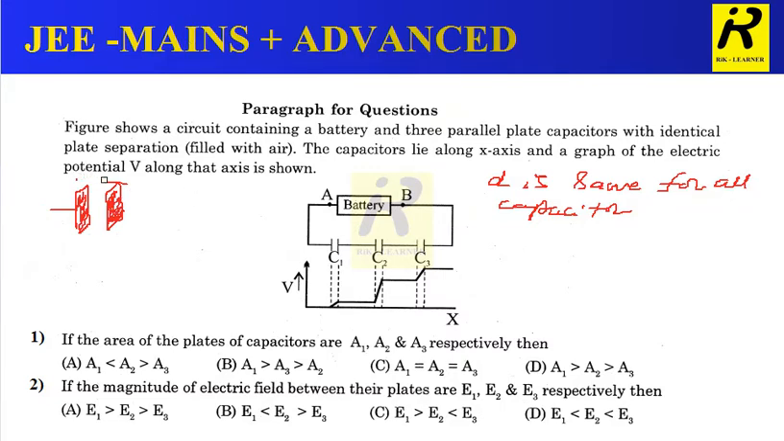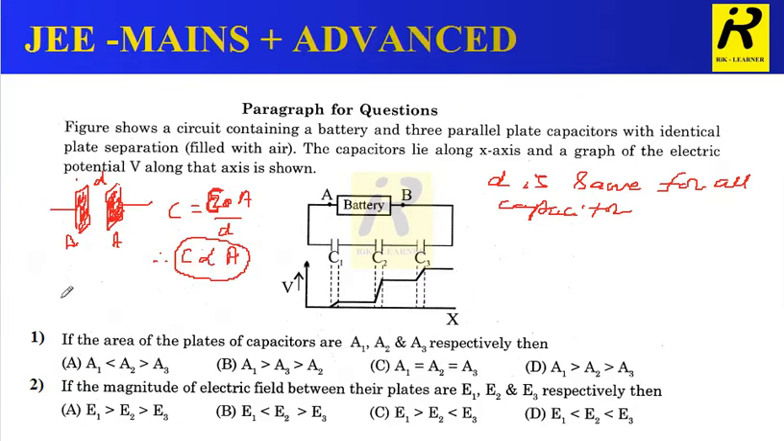Now what we have to think is that the separation between the plates is D, and each plate is of area A. The capacitance can then be written like this: epsilon O into A divided by D. In this situation, we already know the distance is the same for every capacitor. Therefore what can I write? Since C equals epsilon O into A divided by D, I can simply say C is proportional to A.